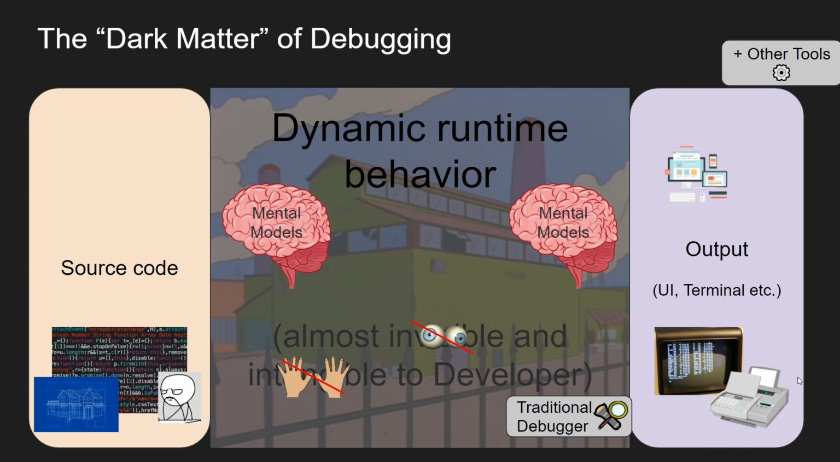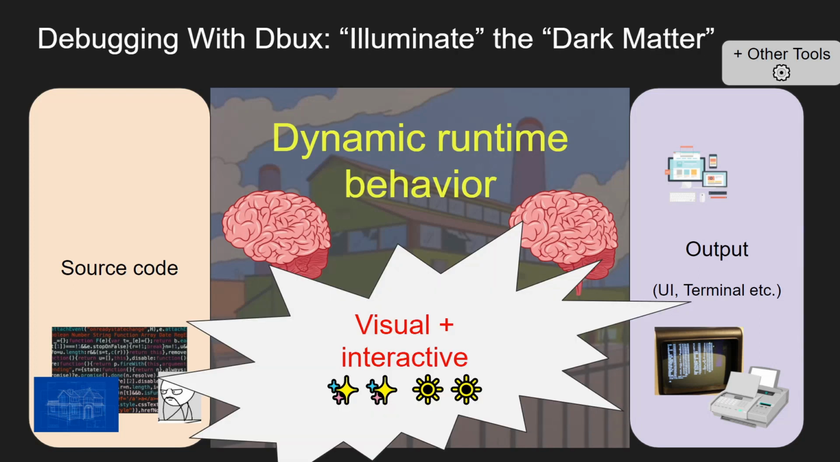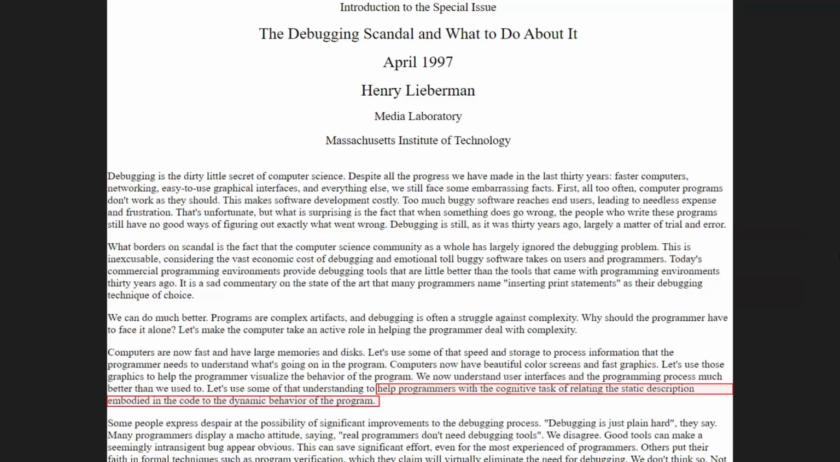These mental models are inherently difficult to establish, and it is our goal to help developers in exactly this process by illuminating the dynamic runtime behavior, making it more visual and more interactive. This is of course not a new idea. In 1997, MIT's Henry Lieberman already proposed developing better tools to help programmers with this most difficult aspect of their jobs. Too bad that 25 years later little progress has been made toward that goal.